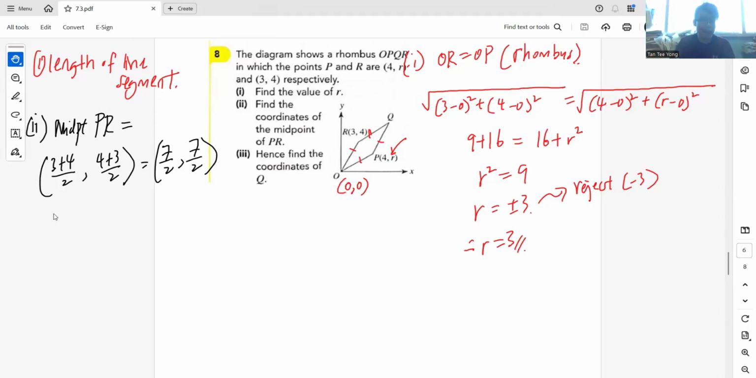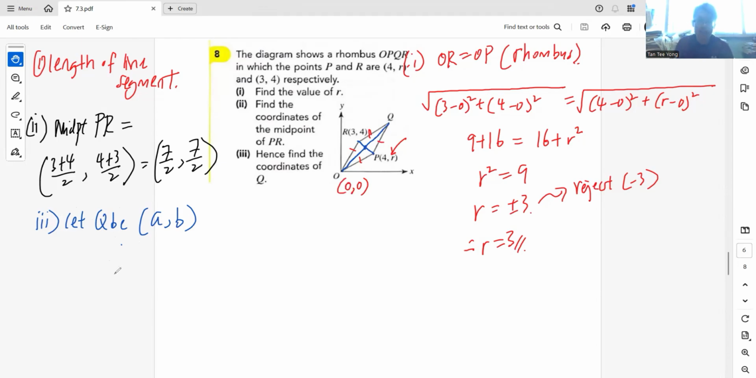Now for part 3. Hence, find the coordinate of Q. Because just now the question mentioned OPQR is a rhombus, right? So the midpoint of OQ and the midpoint of PR, this midpoint will be the same, because it's a rhombus. So we will let the coordinate of Q be A, comma B.